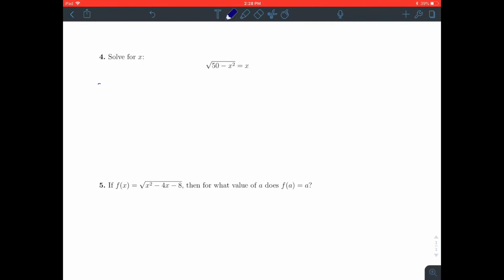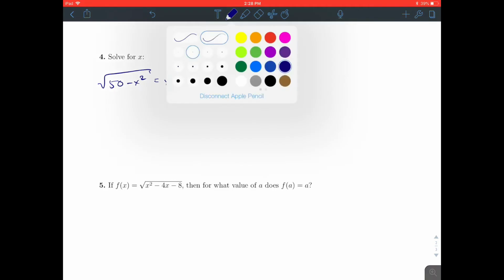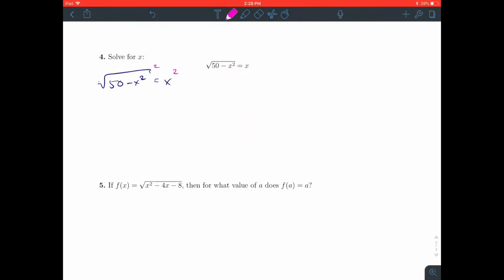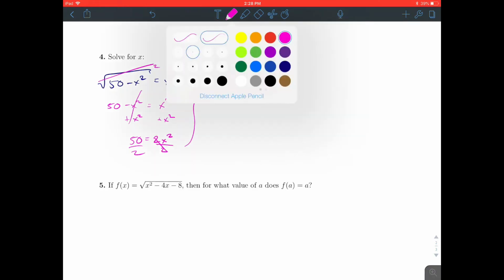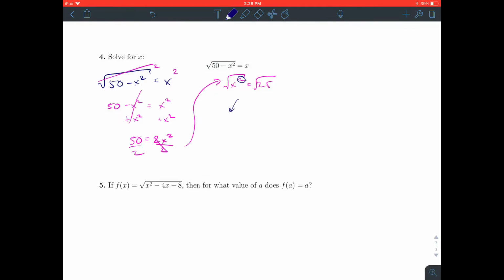So for problem 4 here, we've got to solve the equation. So we've got the square root of 50 minus x squared equals x. I'm going to square both sides to get rid of the square root. That gives us 50 minus x squared equals x squared. We'll add x squared to both sides. 50 is equal to x squared plus x squared, which is 2x squared. Divide by 2 on both sides. X squared is equal to 25. Finally, to isolate x, we take the square root. And because we started off with the power of 2 here, we're expecting 2 solutions. We get x equals 5 and x equals negative 5.